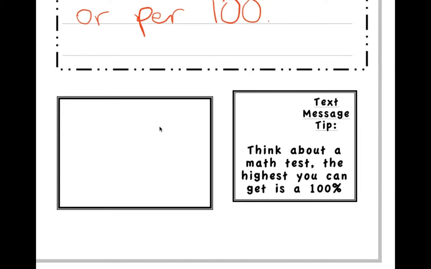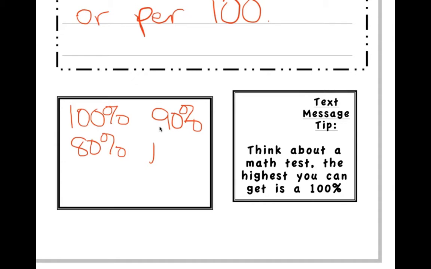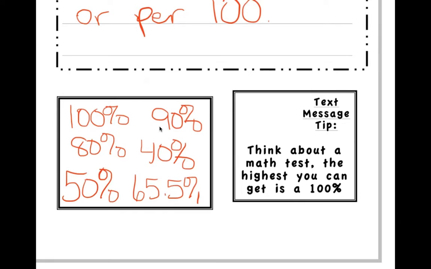So let's write down some examples of percents. Obviously, the best percent you want to get is 100%. Sometimes you get an 80%. Sometimes you get a 90%, sometimes 40%, that's not great. 50%, also not good, right? Those are F's. You can also have decimals in your percent, so you could have a 65.5%. That also works.